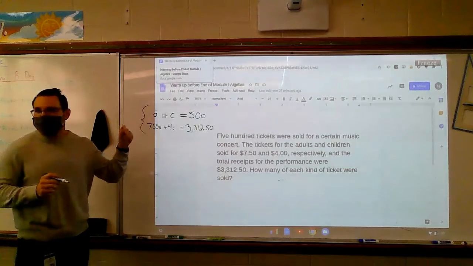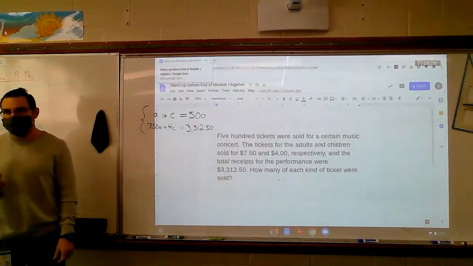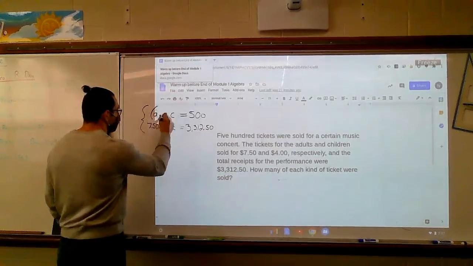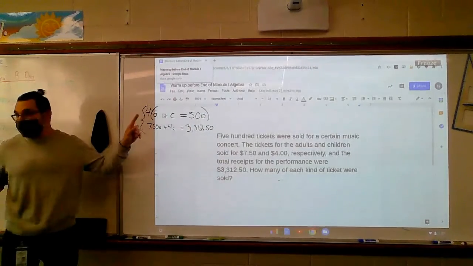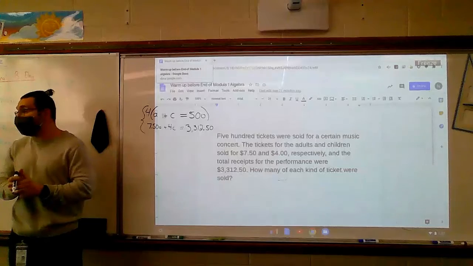What do I need to do to one of these equations so that the coefficients are the same? Ella? You need to multiply the top one by 4. Oh. I need to multiply this top one by 4. And then I heard Braden say, or by 750. That's a great thing, too. I don't like to use decimals. That's the only reason why we're not going to do that.